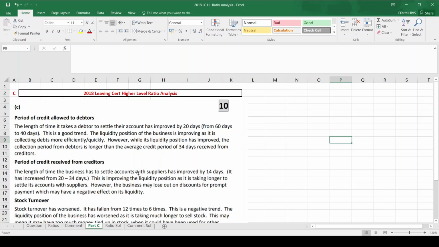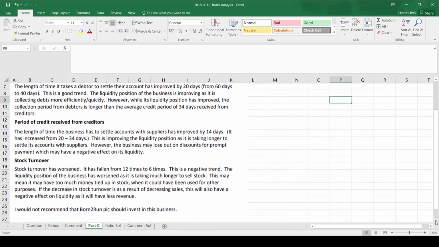Because you can see here the period of credit received from creditors, the length of time a business has to settle accounts with suppliers, has improved. It's gone from 20 days to 34 days. We have to pay them maybe 34 days now. This is improving liquidity position and is taking longer to settle accounts with suppliers. However, the business may lose out on discounts for prompt payment, which may have a negative effect on liquidity. So yeah, we're getting more time to pay the creditors, but again, we might be missing out on some discounts because if you pay quickly, sometimes you get discounts. But this is kind of the key thing here. It's taking people 40 days to pay us, but we have to pay people in 34 days, which isn't good. Okay, because we're going to be paying the money back quicker than we're getting it in.